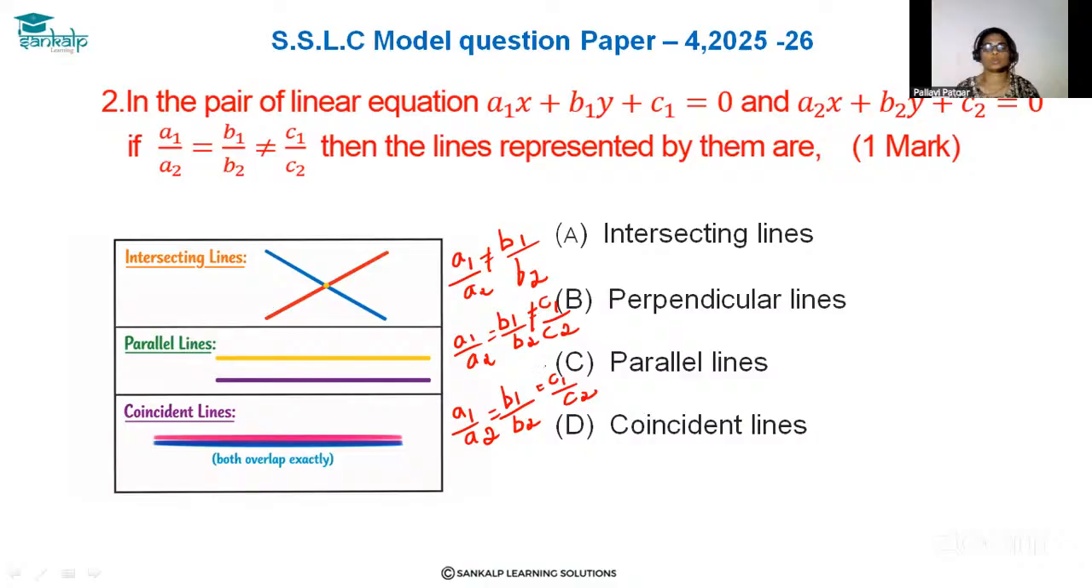Okay, so here in the pair of linear equations the coefficients are given: a1 by a2 is equal to b1 by b2 is not equal to c1 by c2. So then how will the lines be? They will be parallel. So the lines represented by them are parallel. So in the given options, option C, parallel lines, is the correct option. Thank you.